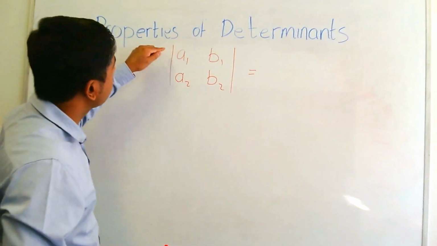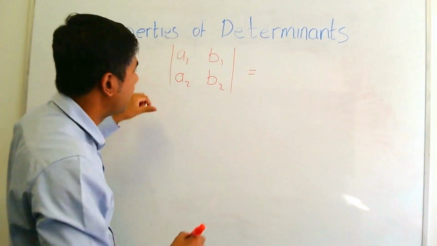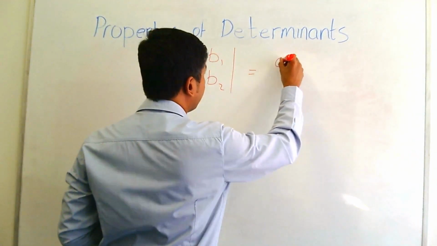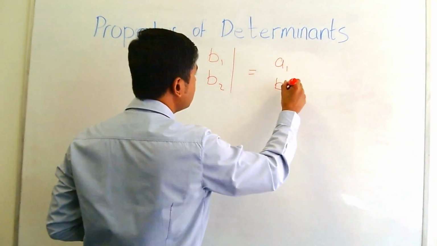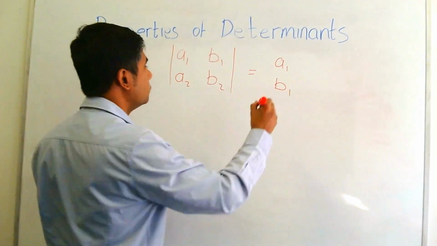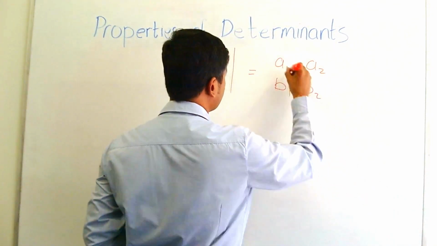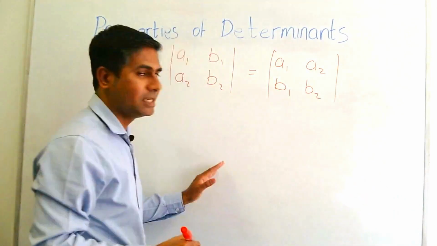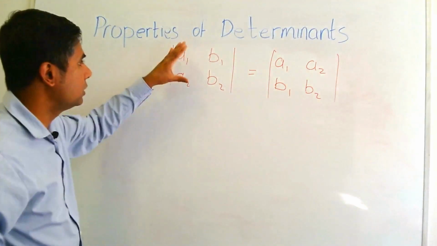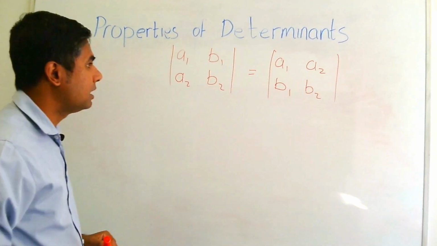For example, row 1 is A1, B1, and if row 1 becomes column 1, then we're going to have A1, B1, and then row 2, which is A2, B2, becomes column 2. That's A2, B2. So when it comes to determinants, we can swap around the rows and columns, and we will still get the same answer.